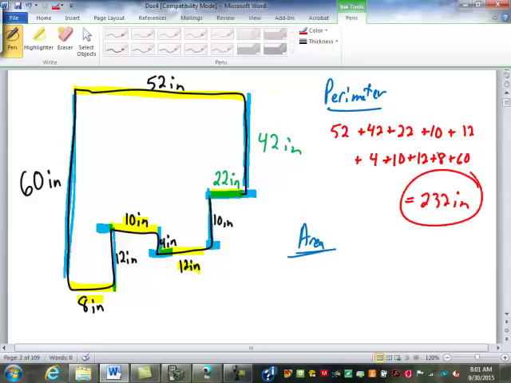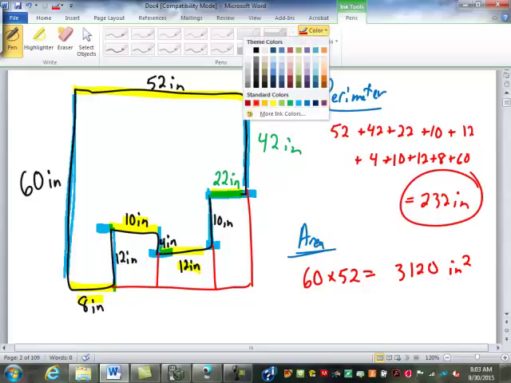Do you guys have areas yet? Or need a couple minutes? Need a minute? Okay, we'll give you a minute. For area, I'm just throwing this out there as a possibility. I would expand it out. You could chop it up if you wanted to. Do the 60 by 52, which is going to be 3,120.